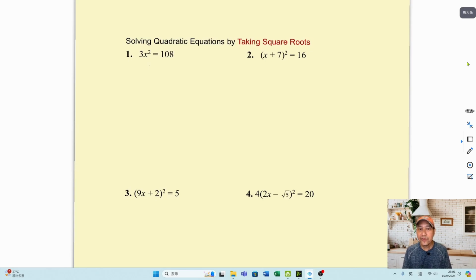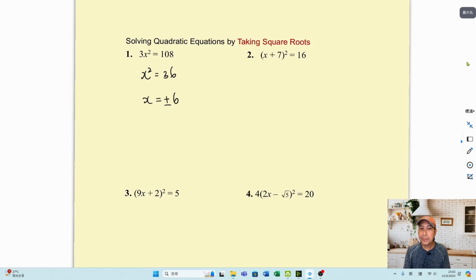In question 1, 3x squared is equal to 108. 108 can be divided by 3, so x squared is 36. And we take the square root. x is equal to 6. But remember, when you take the square root of a number, there will be two square roots. The first one is positive 6, the other one is negative 6. So there are two answers, positive 6 or negative 6.